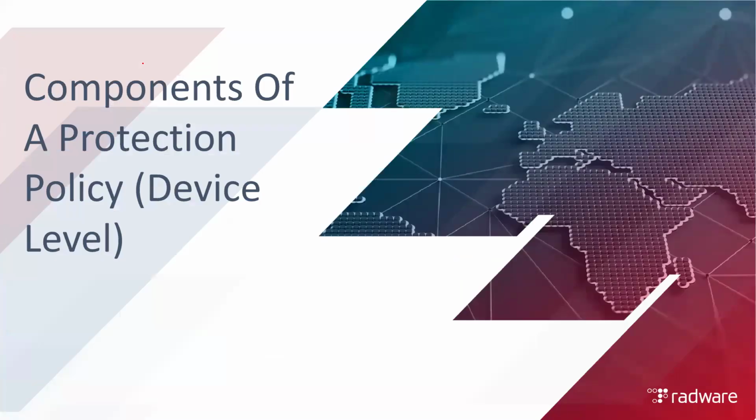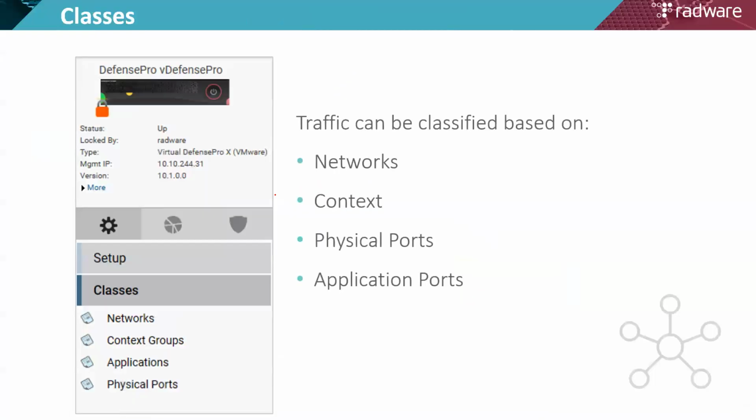So, components of a protection policy. As I already mentioned, the protection policy is where we define the classification, or what we are trying to protect, basically based on network, VLANs, etc. That is exactly what the components of these protection policies are. First of all, we are doing the network classification based on IP addresses. So this is your IP addresses.